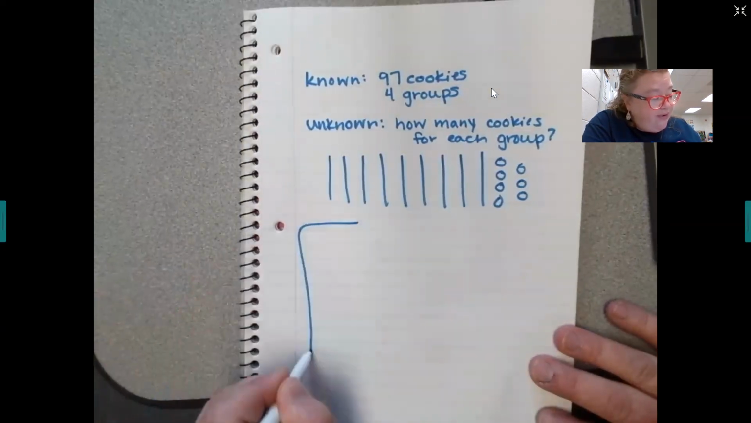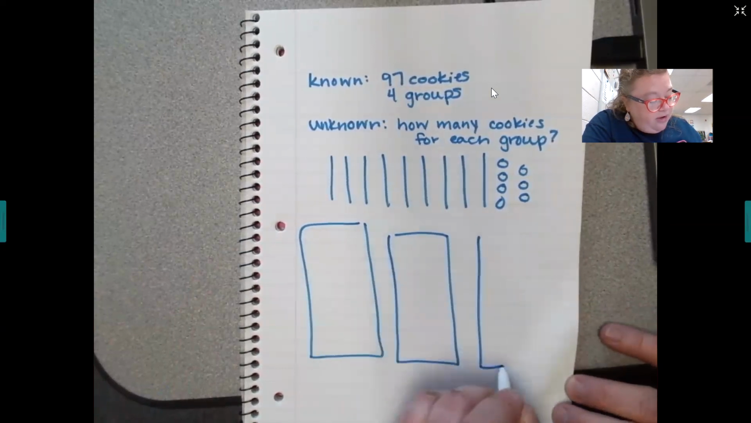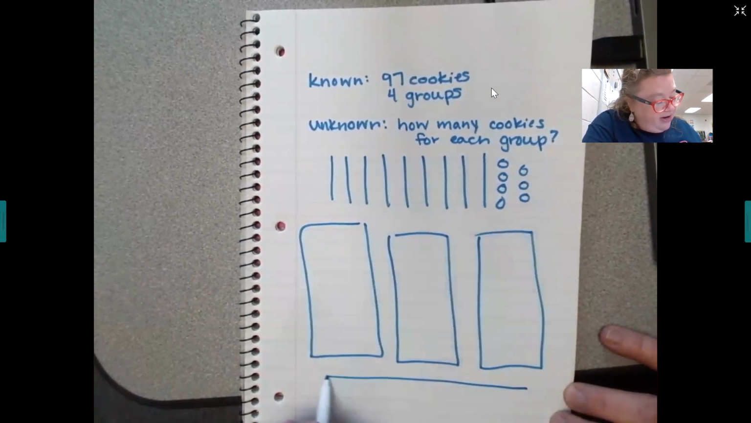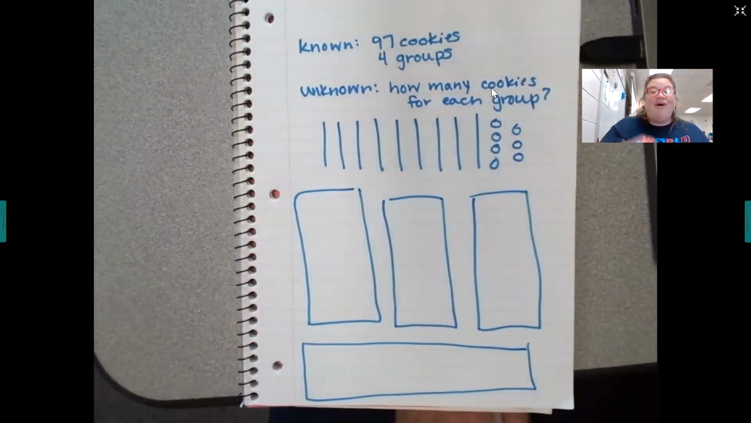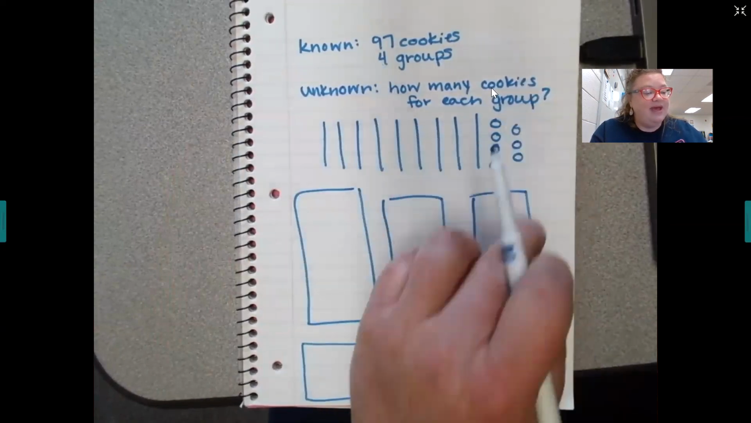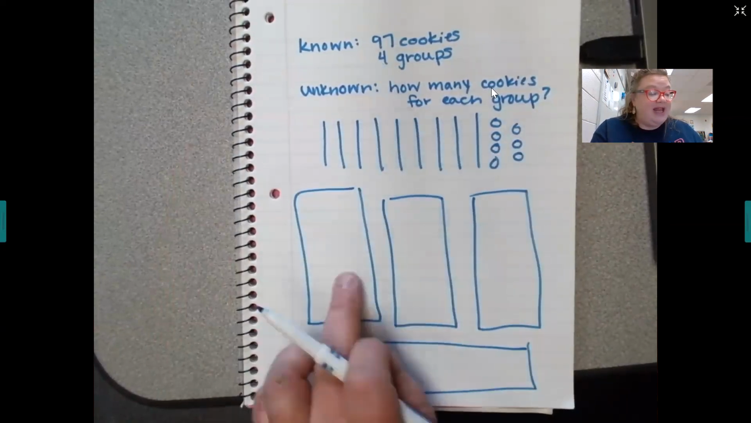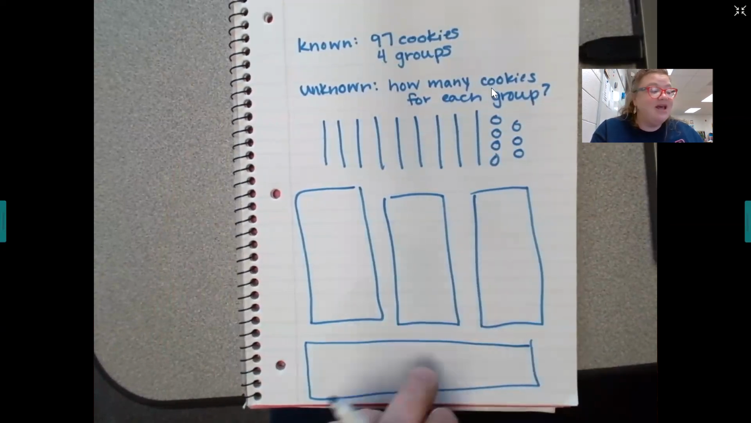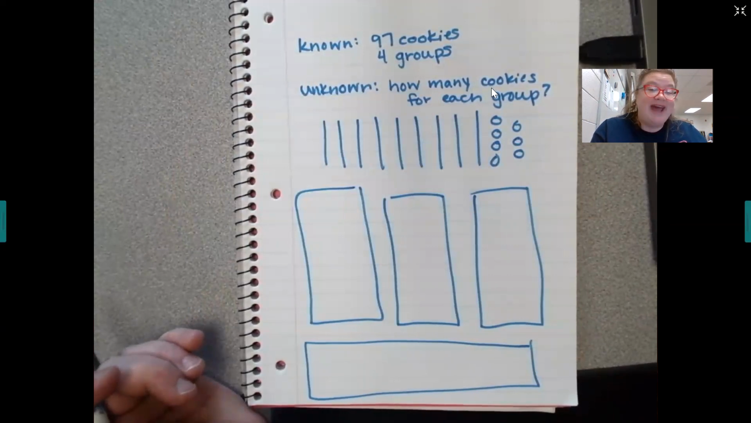So I'm going to draw 4 big. Oops, I ran out of room. One of them's going to have to be down here. Okay, 4 big groups. Now, all you're going to do is start taking these and putting them into the groups, okay? And you can start with your 10s and put a 10 in each one until you run out of 10s. And then you might have to break your 10s up into 1s. Just count carefully and do your best, all right?